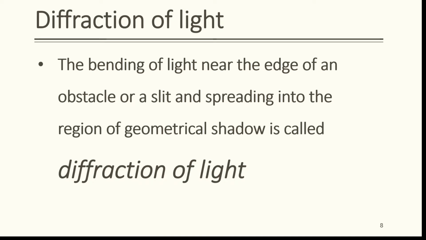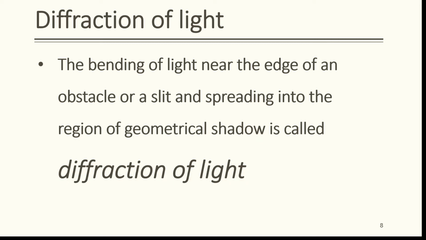Let us define diffraction. The bending of light near the edge of an obstacle or slit and spreading into the region of geometrical shadow is called diffraction of light. The bending of light penetrates into the geometrical shadow of the obstacle. The light thus deviates from its linear path. Diffraction is noticeable only when the size of the obstacle or slit is of the order of the wavelength of light. As the wavelengths of sound waves are larger, diffraction of sound is easier to observe.